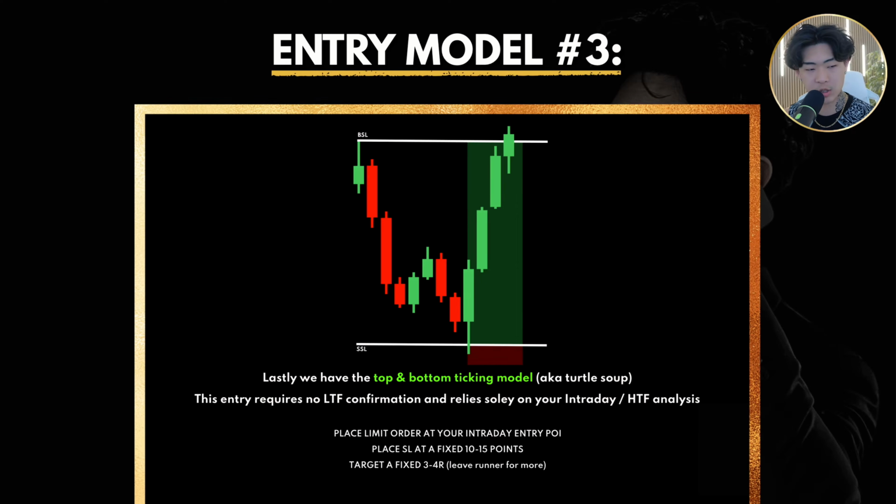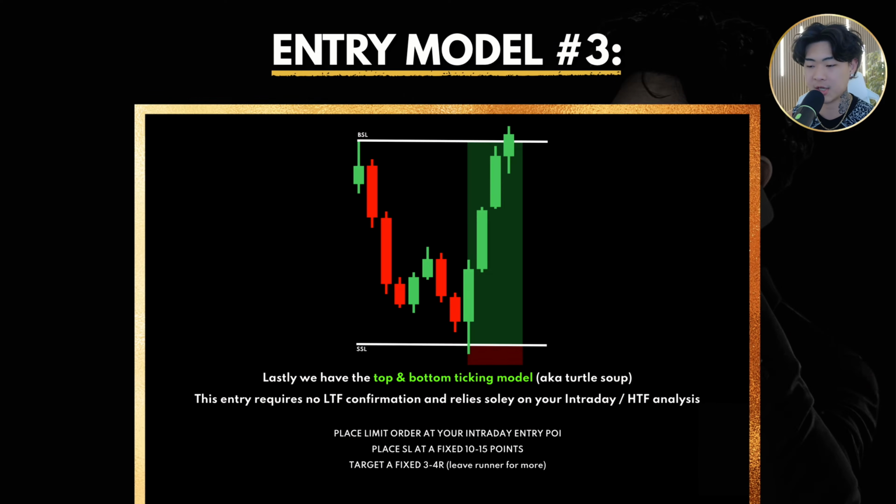Now, this entry is the most advanced entry you can take because it doesn't require any lower time frame confirmation. In fact, it solely relies on your intraday and higher time frame analysis and your ability to identify the highest probability level. So the way this one works is once you're done identifying the point of interest, you're just placing a limit order at that level, stop loss at a fixed 10 to 15 points, targeting a fixed 3 to 4 R, and you can leave a runner for as many RRs as you want.